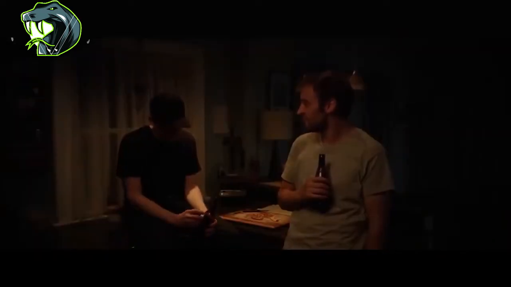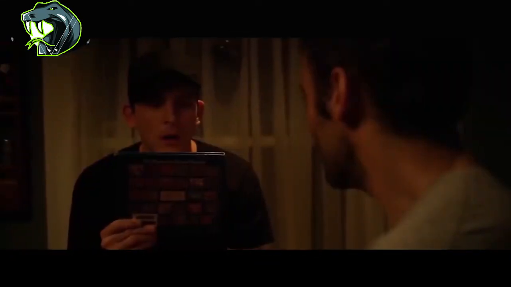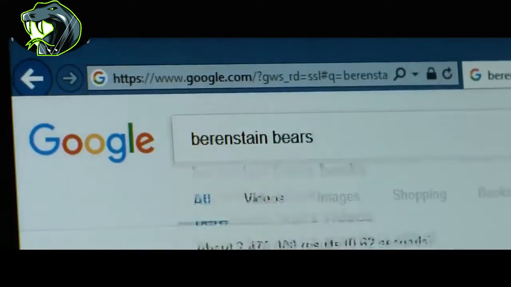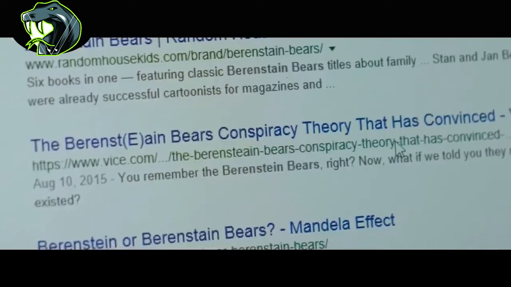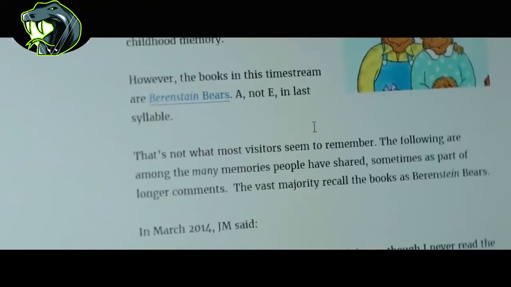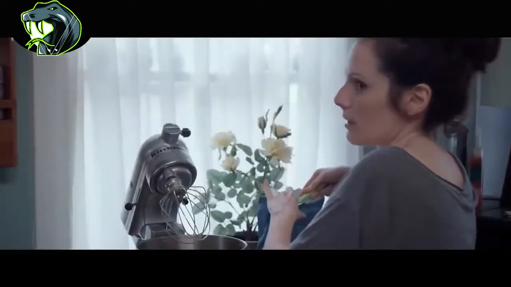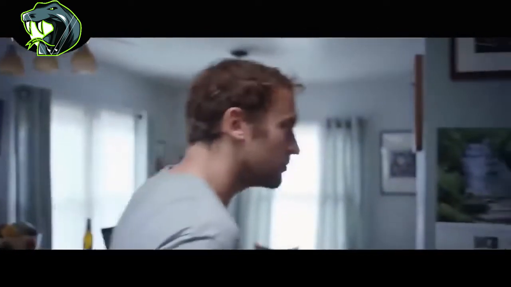Matt replies that the book is titled The Berenstein Bear, with the letter E, but Brendan shows Matt that the correct writing is The Berenstain Bear with the letter A. Out of curiosity, Brendan tries to find it on the internet, and it turns out that there are many people who think that the writing in the book is The Berenstein Bear, with an E. Brendan continues to look for information about it until he finally finds a theory that explains the incident, namely the Mandela Effect theory.